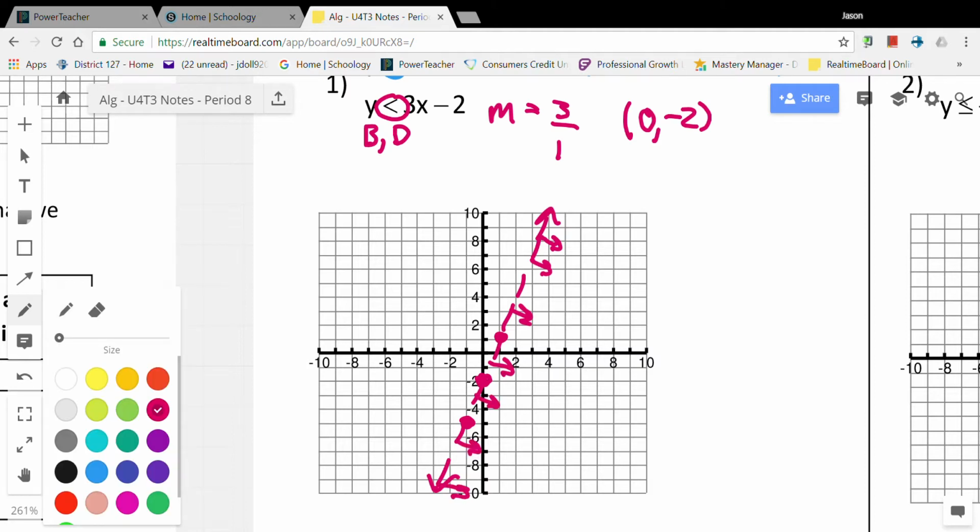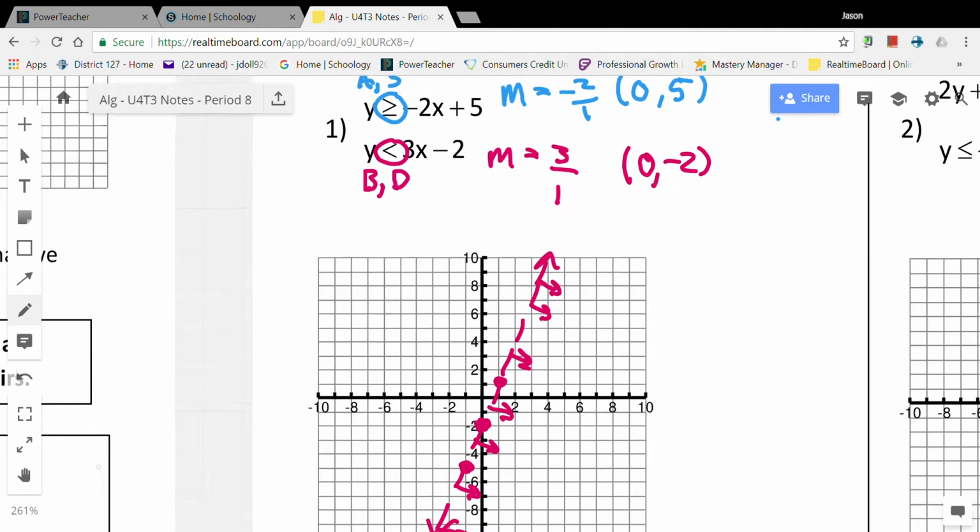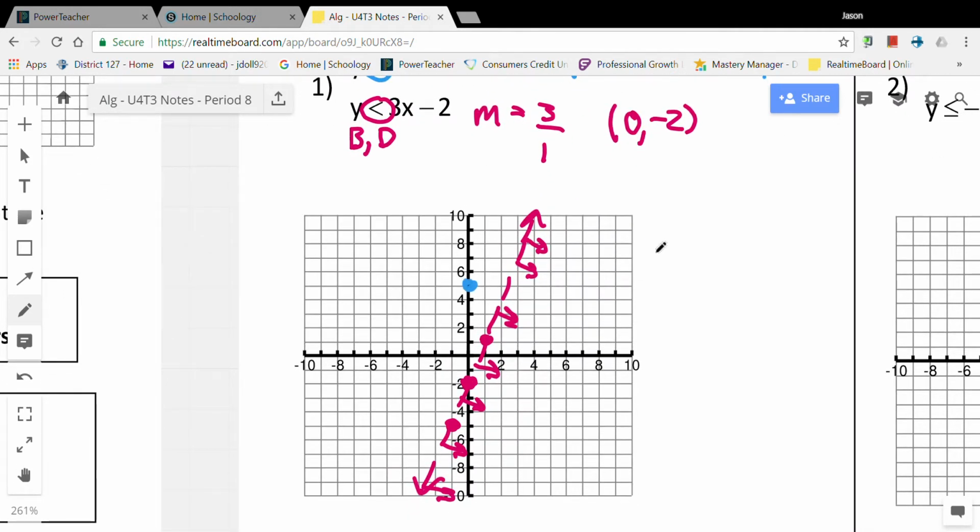All right, for my other one here, I'm going to be at 0, 5. I'm going to go down 2 and right 1, up 2 and left 1, and I'm going to graph a solid line. Now, if you notice, I'm not overly concerned about where the boundary lines intersect because I'm more concerned about the regions, not the actual lines. I'm going to have my solution arrows go above. All right. So as you look at these two sets of arrows, what region created by the boundary lines are both sets of arrows pointed at? I'll give you a second here to think.